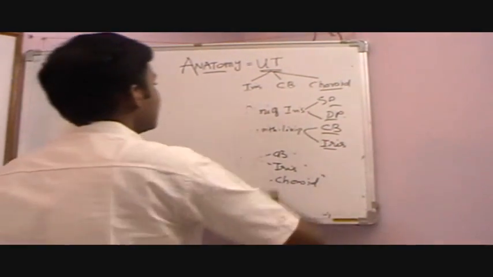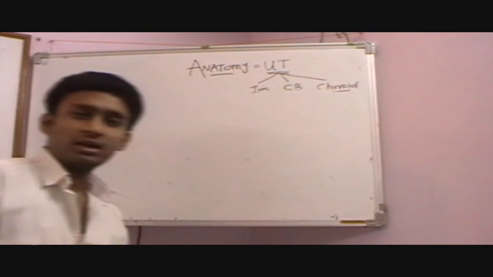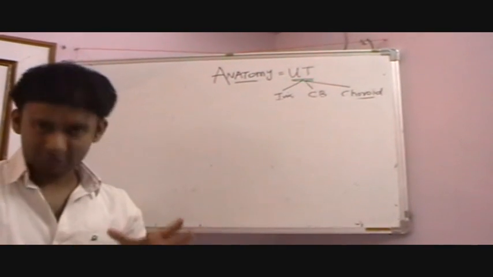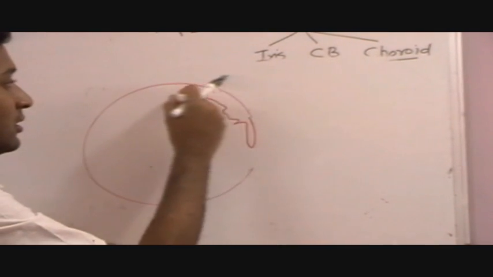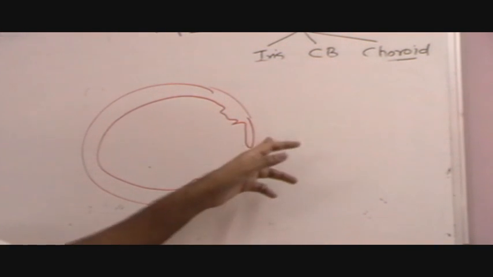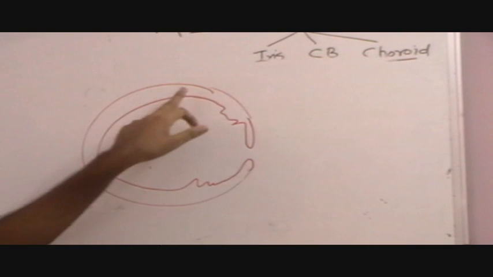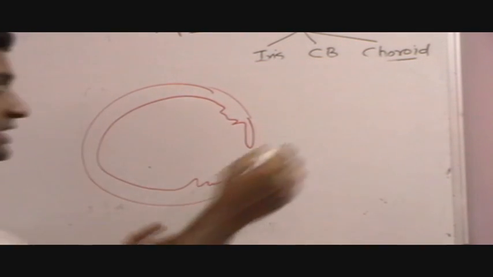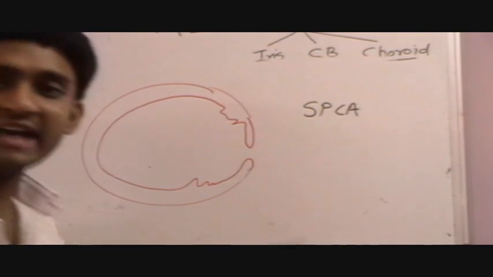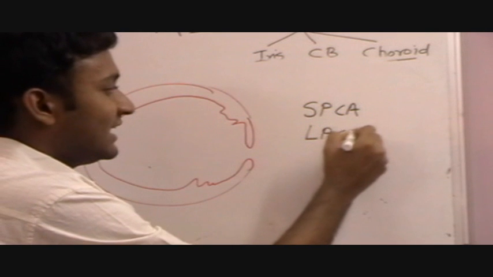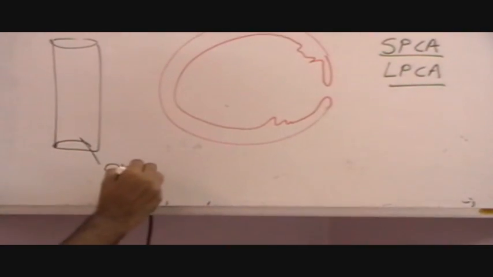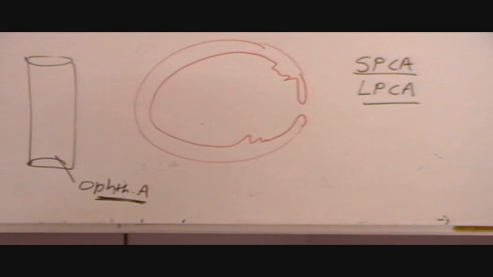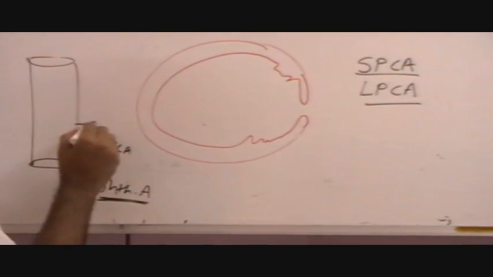Now moving on to the anatomy, the arterial supply. There are two important things to be understood as far as arterial supply is concerned. Here is going to be the eyeball, okay, the uveal tract. Iris, pars plicata, pars plana, and choroid. Okay, so there are these arteries: short posterior ciliary artery (SPCA), long posterior ciliary artery (LPCA), arising from the ophthalmic artery. This is the ophthalmic artery. The ophthalmic artery gives the LPCA, SPCA.